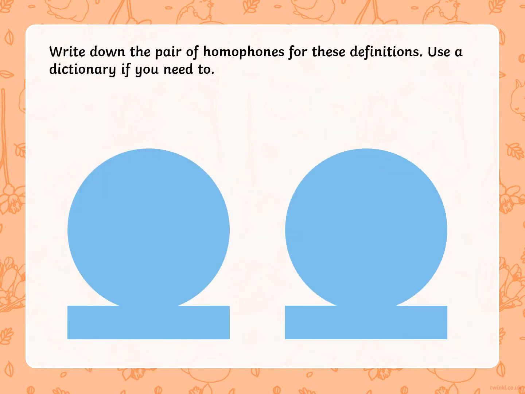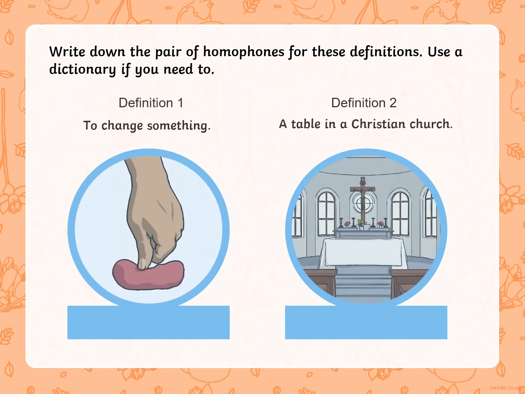So I will give you the definitions for the next two words, and you need to try and figure out which word matches the definition. So first one, we've got definition one is to change something. You can see the person there is using a bit of Play-Doh and they're manipulating it, they're changing it. The second definition is a table in a Christian church. Have a little think, write them down what you think they could be.